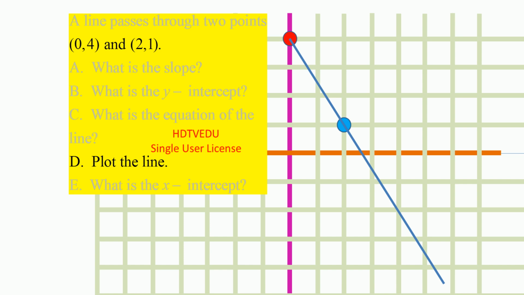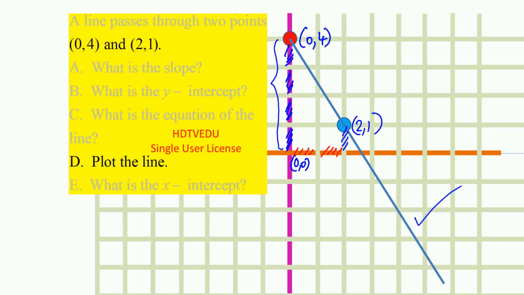Now let's plot the points 0, 4 and 2, 1. All right, 0, 4, x is equal to 0. So here is our origin. y is equal to 1, y is equal to 2, y is equal to 3, y is equal to 4. So 0, 4 and 2, 1. x equals 2, y is equal to 1. So that's 2, 1. y is equal to mx plus b is a line. So all we have to do is know 2 points and join those 2 points and you have the line.